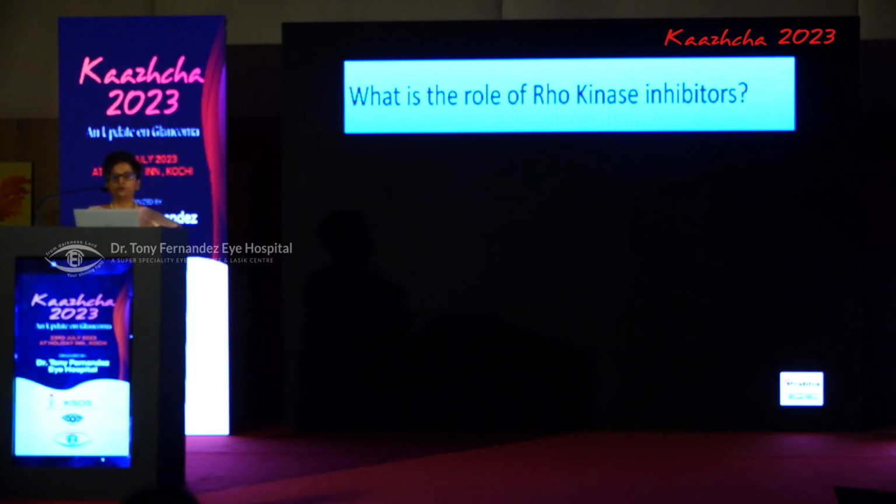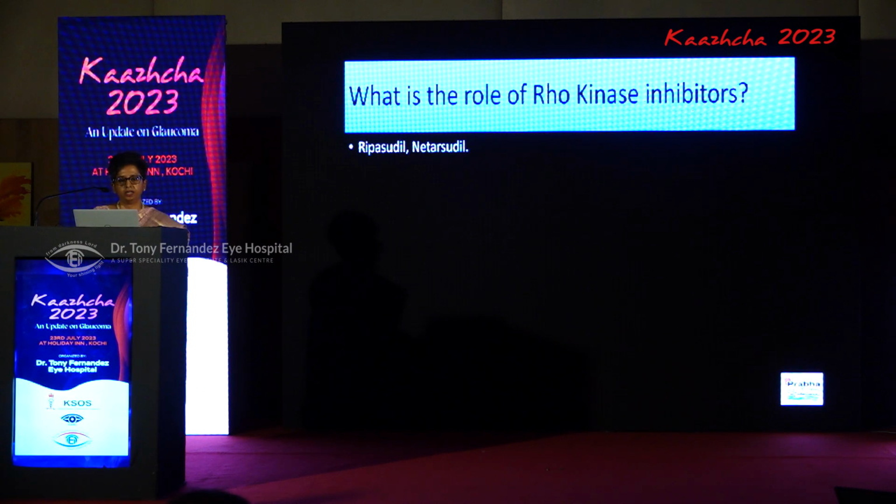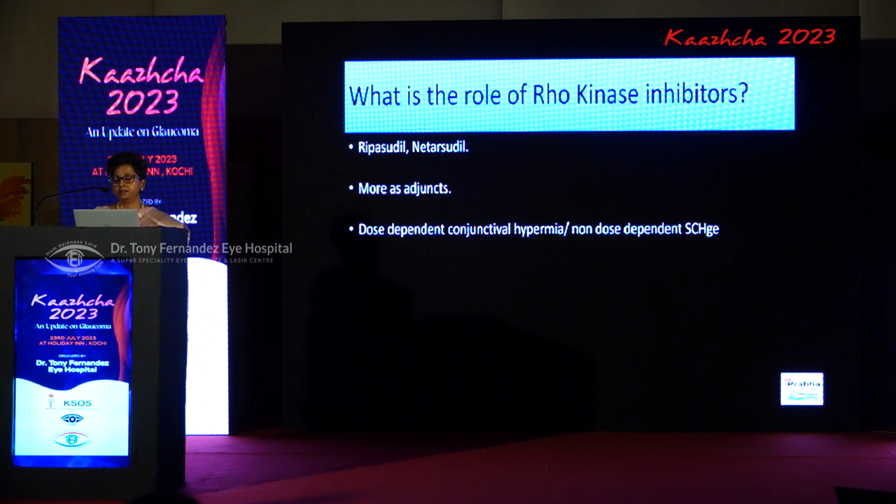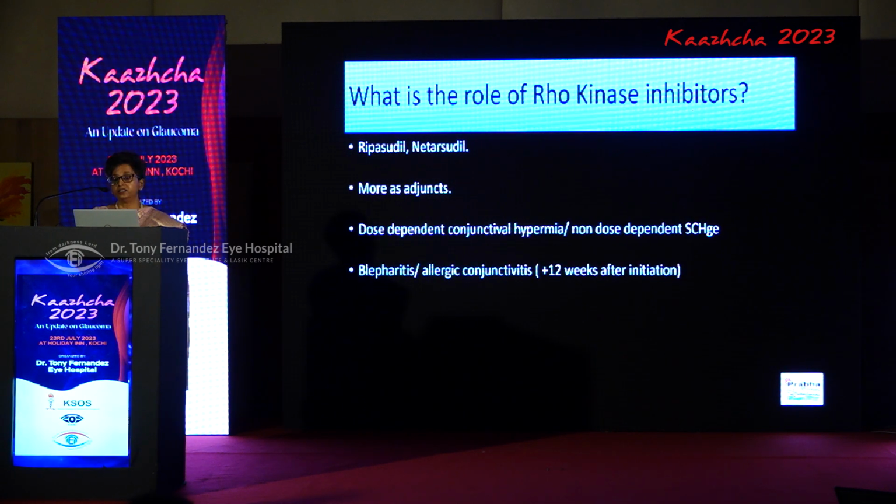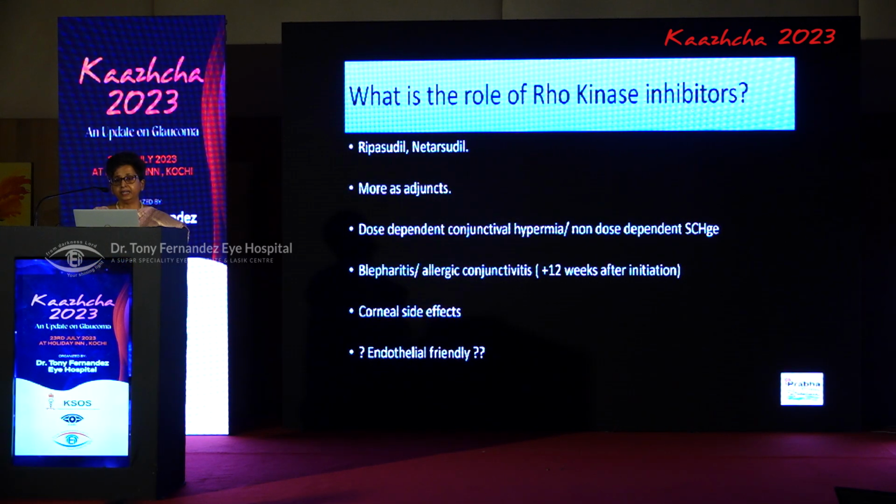So what is the role of Rho kinase inhibitors? These are the new kids on the block, ripasudil, netarsudil. I would say these are used more as adjunct. The limitation with this is the side effects: the dose-dependent conjunctival hyperemia, subconjunctival hemorrhage, allergic conjunctivitis, which many times starts 12 weeks after the initiation, and corneal side effects. It is touted to be endothelial friendly, but I'm seeing in my own clinical practice that the corneal and surface side effects of these drugs are far too many to make these a routine drug. I never use it as a single drug or a first line drug. It's always a last ditch measure where you are trying to buy some time for surgery.